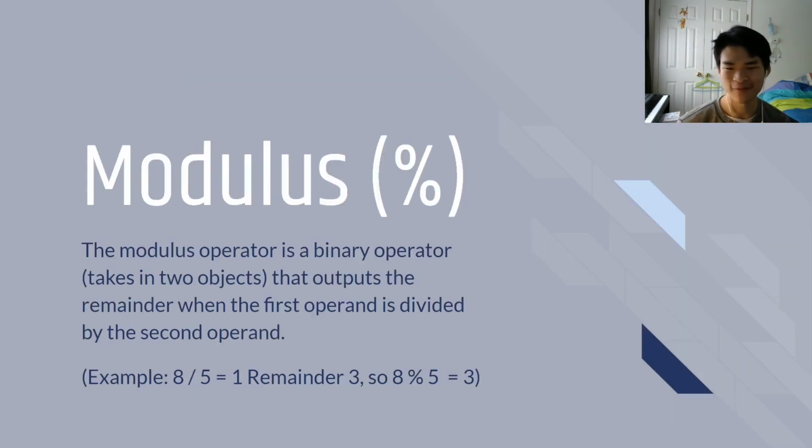These are all binary operators, and we'll be learning about the modulus operator right about now. The modulus operator is a binary operator that takes in two operands, and it outputs the remainder when the first operand is divided by the second operand. For example, 8 divided by 5 is equal to 1 with a remainder of 3. So 8 modulus 5 gives you the remainder of the division, which is 3.